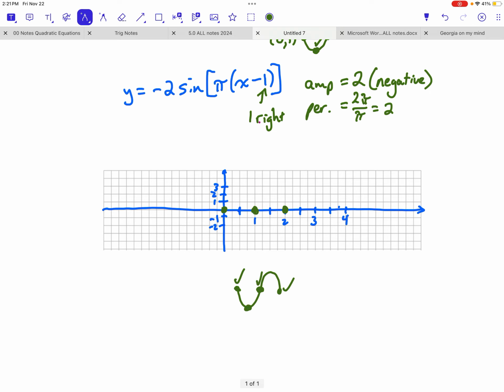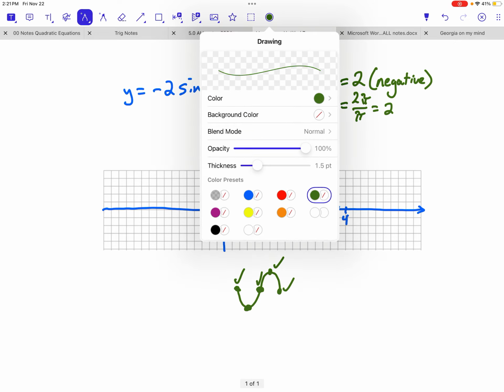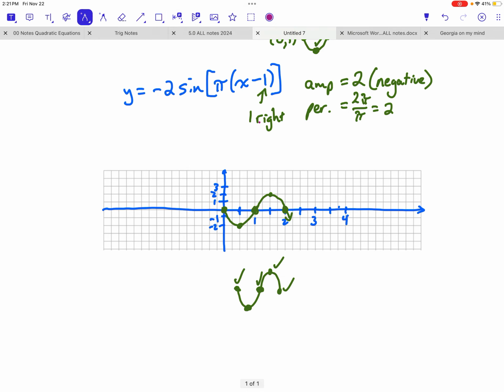Now we're going to label that point, which is the minimum. So remember we said the amplitude is 2, but it's reversing. So it goes down to the minimum, then it goes up to the maximum. So up to right there. And here we go. That's our graph of the stretch version, obviously.